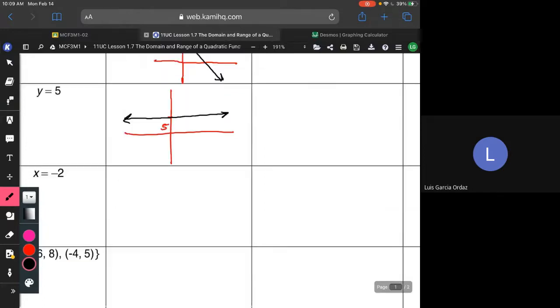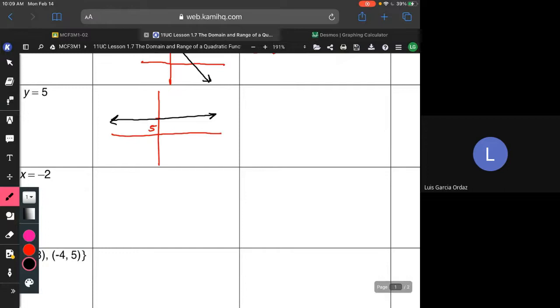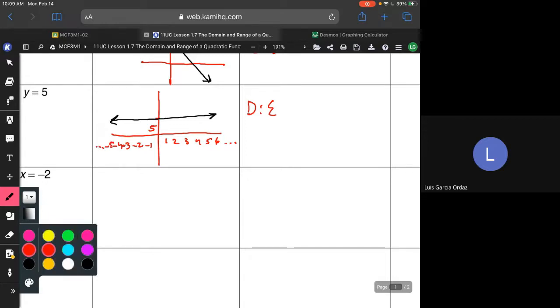So what is my domain for y is equal to 5? Let's see if you guys can figure this one out. Paulina? Not x equal to 0. So this is 1, 2, 3, 4, 5, 6. Does it continue on all of the x values? So what is it? Yep, x is an element of the real numbers.